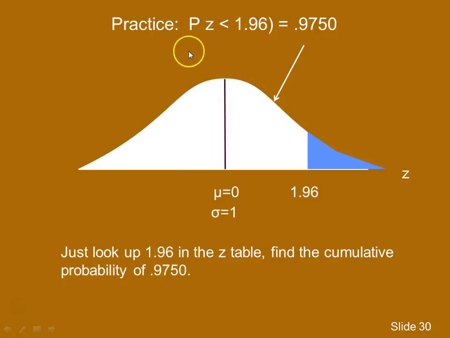The third one here should be fairly easy. We want the probability that z is less than 1.96, which is equal to 0.9750. Excuse the fact that I forgot a parenthesis in there. If you just look up the z value of 1.96, we wanted all probability below it. That's exactly what the table will give us. So look up 1.96 and the table will give you the 0.9750 here.